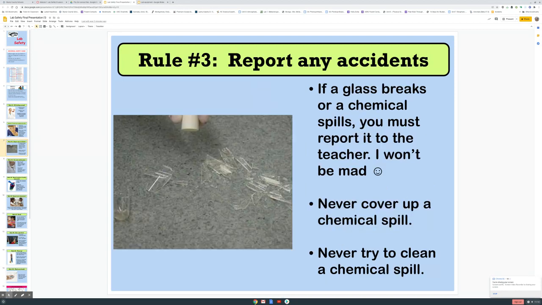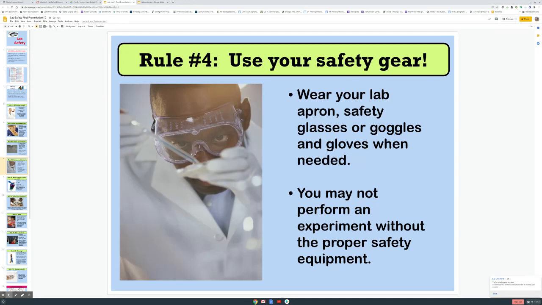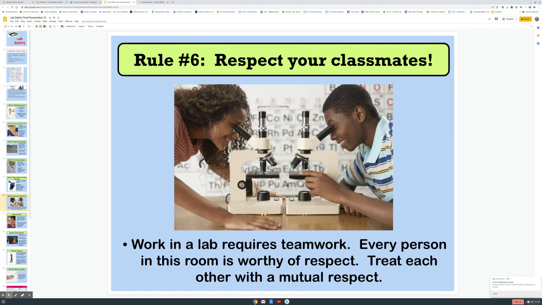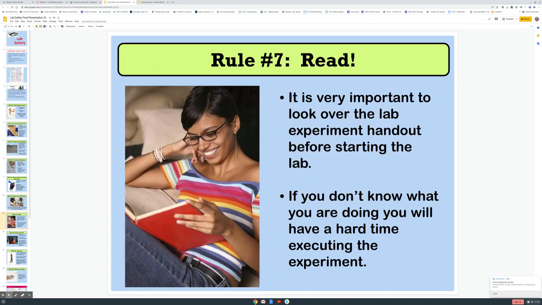If something breaks or you have a spill, you tell the teacher. You always report an accident and we let the teacher clean it up to prevent you from getting injured. There may be a special way we have to clean certain things up, so you need to let us know. Use all your safety gear when you are told to do so. Know where all the safety materials are, the fire extinguisher, eye wash, first aid kit. We do not have a safety shower or safety hood here. Teamwork, you have to work with others if we were in class doing a lab. So you need to learn to treat each other with respect.